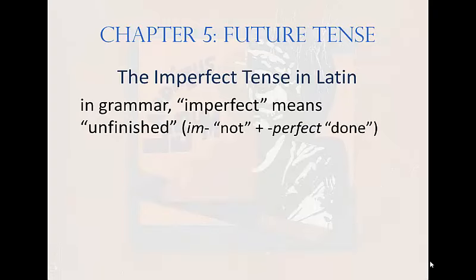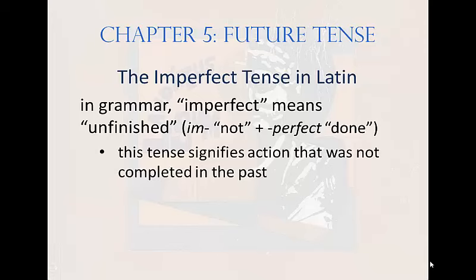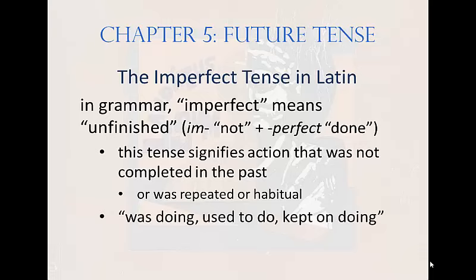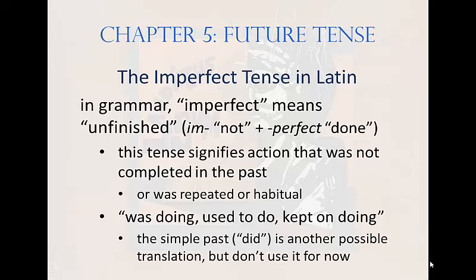In grammar, imperfect means unfinished. Im means not, and perfect means done. This tense signifies action that was not completed in the past, or was repeated, or habitual. As such, it best corresponds to English past tense forms like was doing, used to do, kept on doing. The simple past did is another possible translation, but don't use it for now. We'll talk about that later.